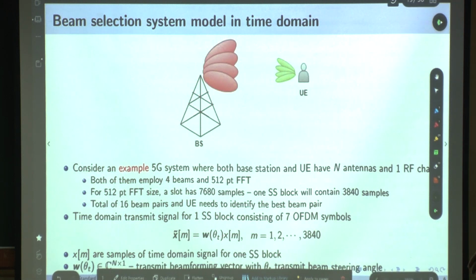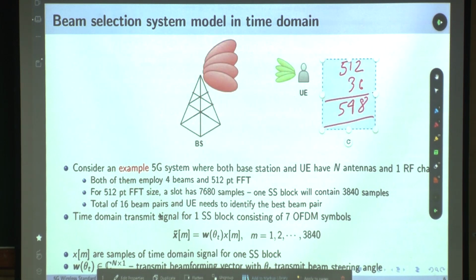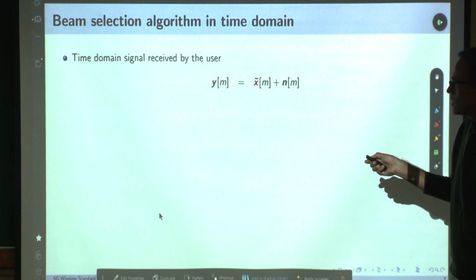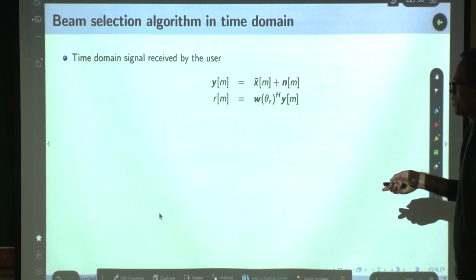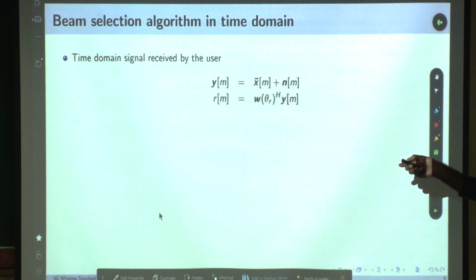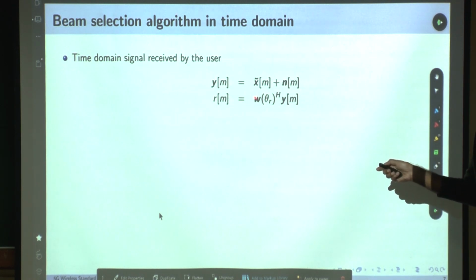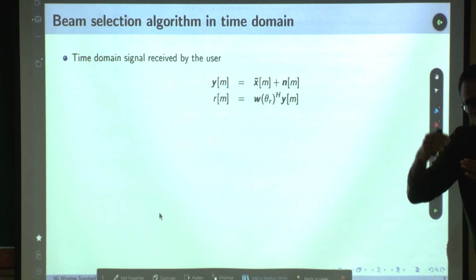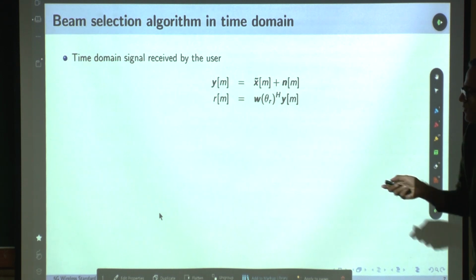Okay, right? So this W is the transmit precoder. So what is the time domain signal received by the user? Precoded signal plus noise. What will the user do? It has received some signal, correct? It will multiply with the receive combiner in a particular direction. It doesn't know the best one, but what it knows is that it can generate only 4 beams. It can combine only in 4 receive directions.